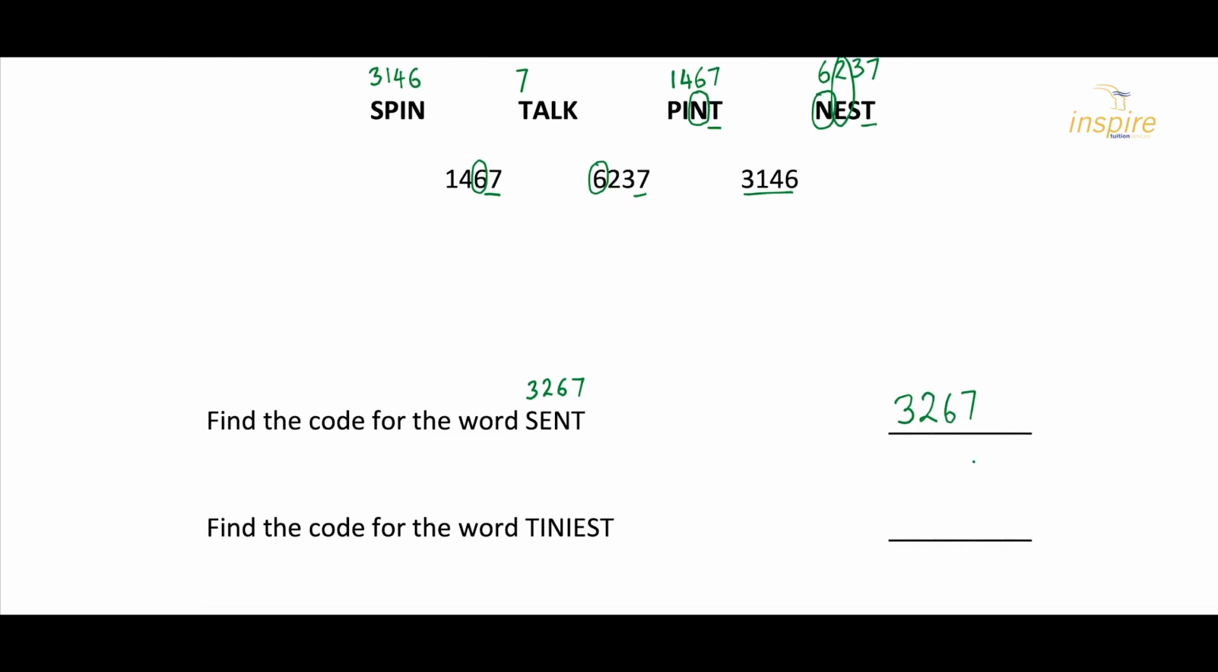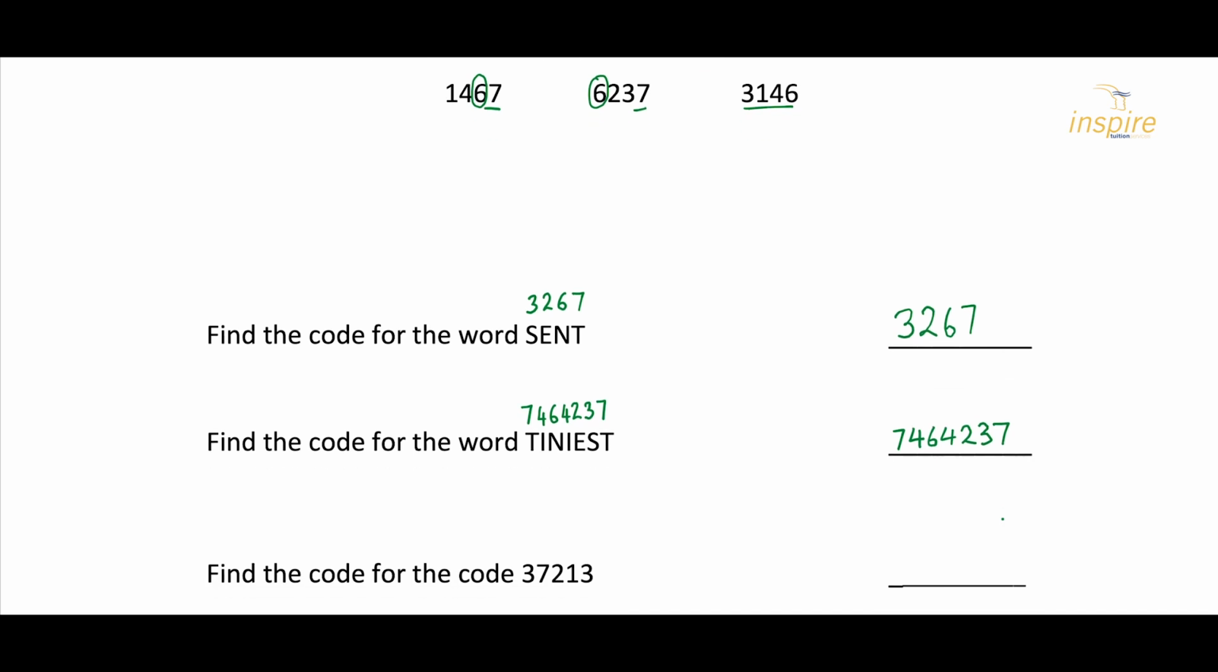Let's look at the next one. Tiniest. Again for tiniest, you know the T is 7. The I is 4. The N is 6. The I is 4 again. E is 2. S is 3. And the T is 7. So 7, 4, 6, 4, 2, 3, 7. So from the word you've got the code in numerical digits.